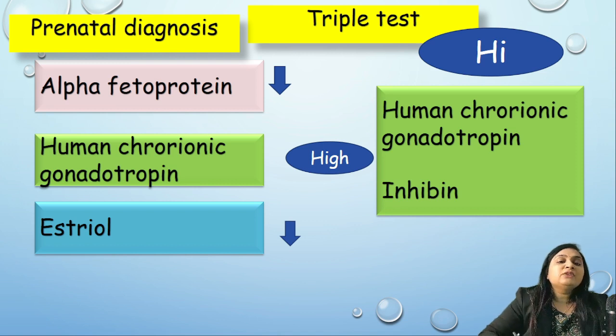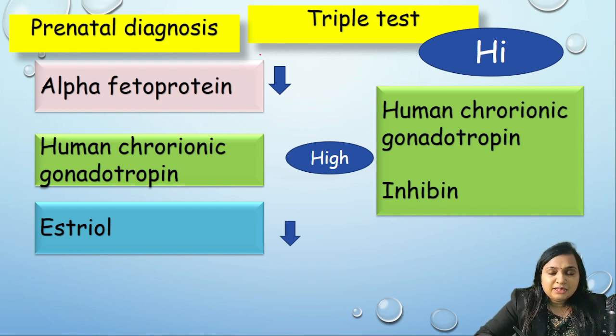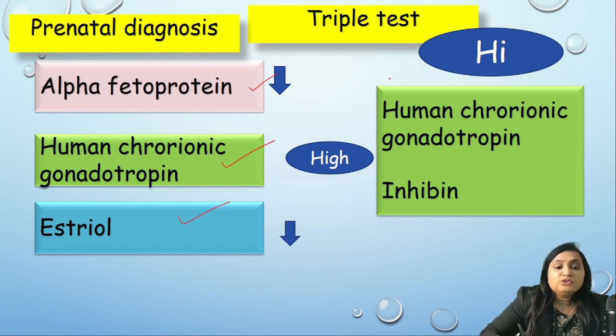So for prenatal diagnosis, the first screening test could be a triple test. In the triple test, we take a maternal sample for alpha fetoprotein, beta HCG, and estriol. So we have to remember HI. HI is formed by the letters H and I.